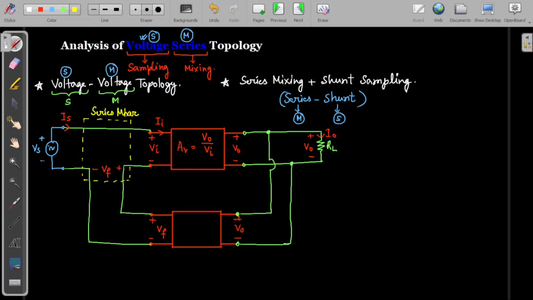Now what type of shunt we have connected right now? We have connected voltage sampling यहाँ पे. So this is voltage sampling. So series mixing, voltage sampling. That's why the name is voltage series topology. Voltage series topology. Okay.